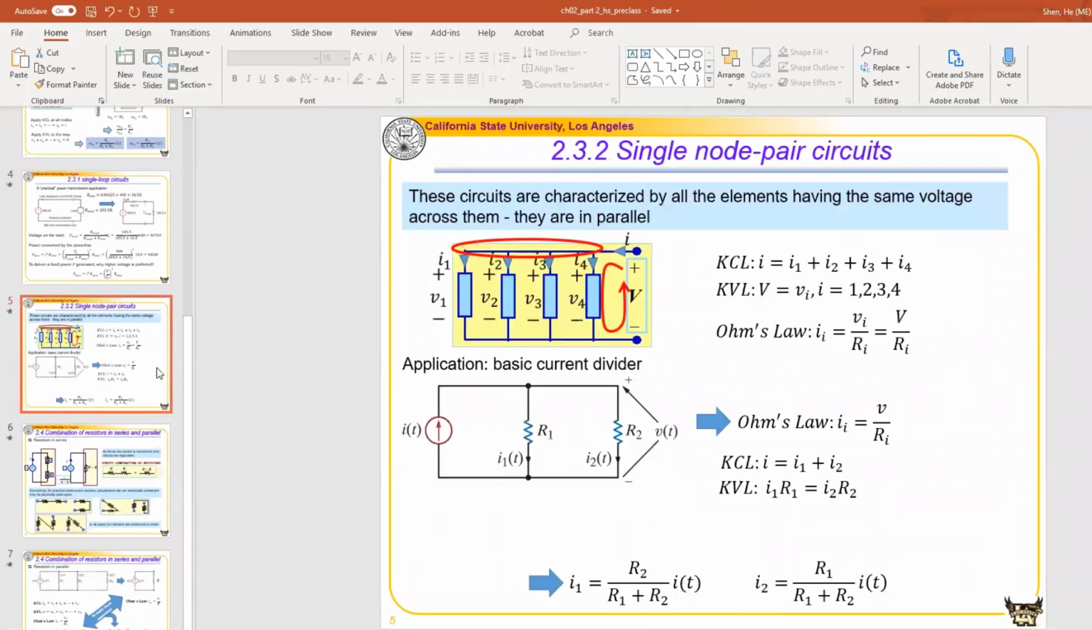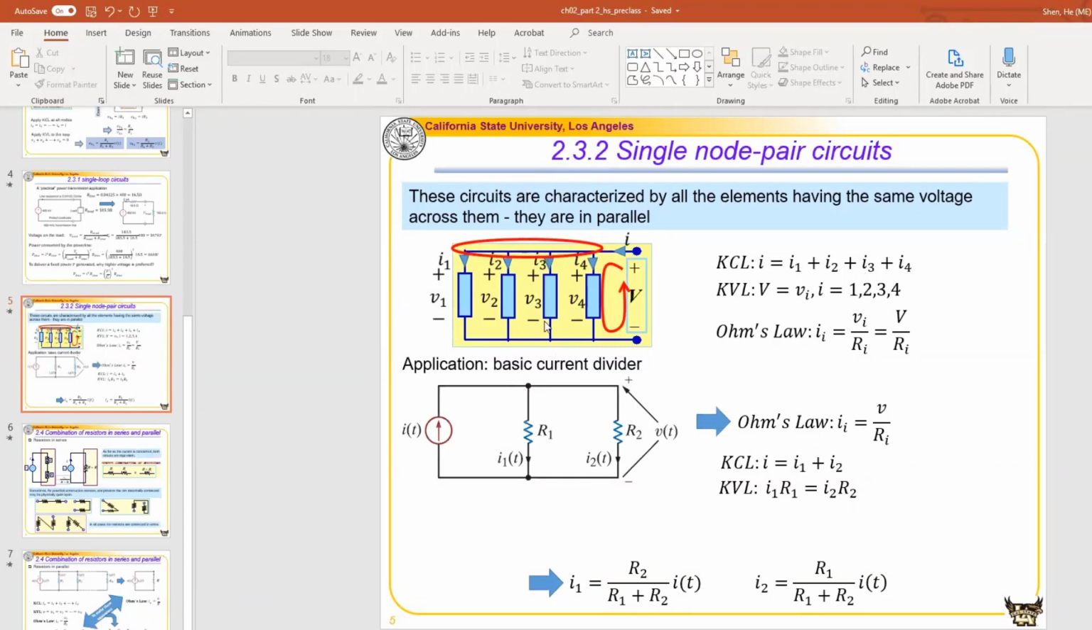All right, let's look at the next topic, single node pair circuit. Over here I have a single node pair circuit, and there is only one node pair. This is one node on the top, and the second node is down here. This is one node, although they have different connection points, because a node is defined as the conjunction between the elements or the branches.